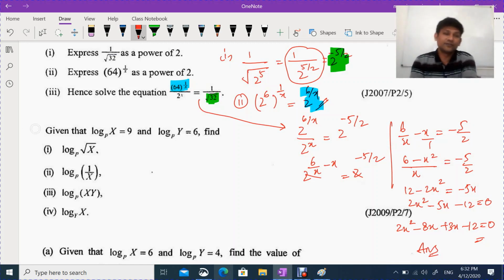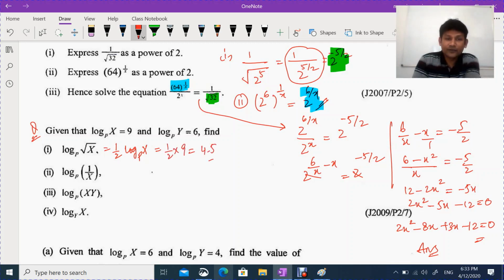This type of question I really like. Log p x is 9, log p y is 6, find log p of x under root. The power of x is 1 upon 2, so you can write 1 upon 2 log p of x, and this log p x is 9, so 1 upon 2 into 9 is 4.5. You can write 9 upon 2.